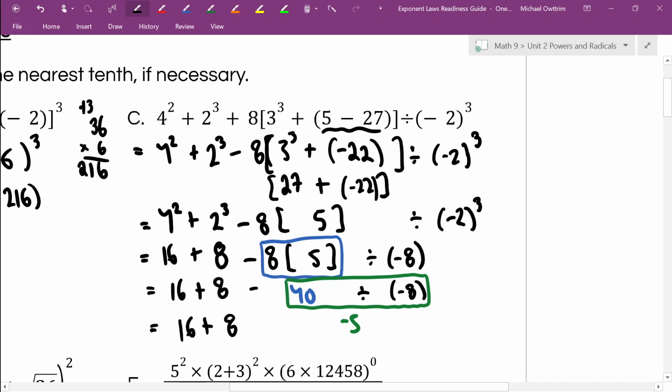So we got 16 plus 8, subtract that negative 5. So this is really 16 plus 8 plus positive 5 by our add the opposite rule. 16 plus 8 is 24, plus another 5 is 29.